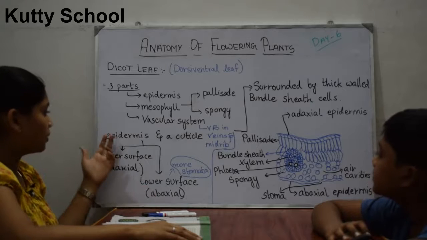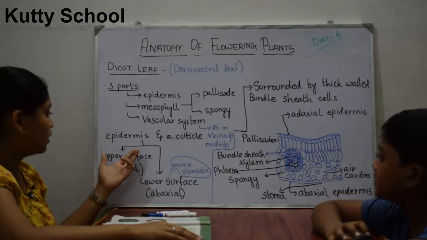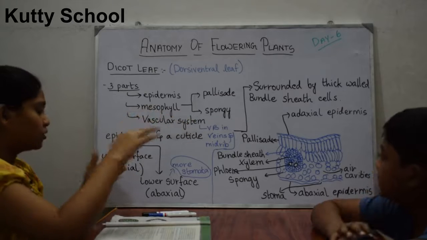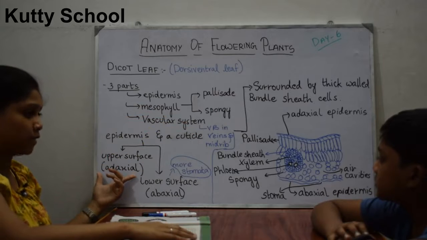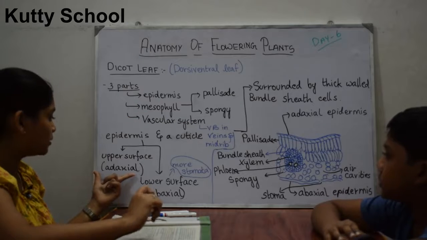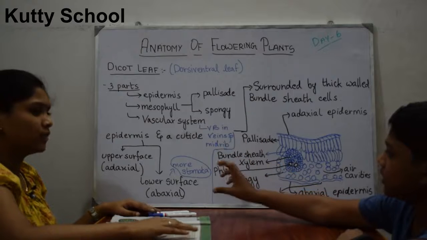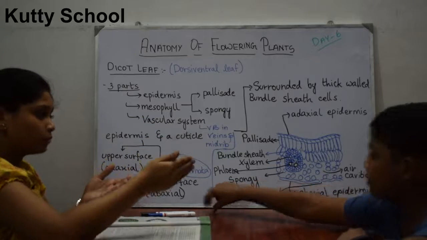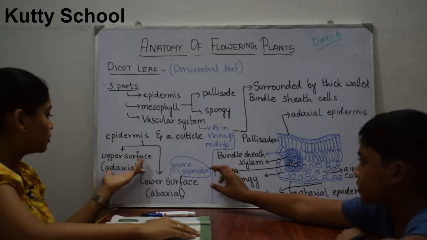So now we are going to see about the epidermis. The epidermis is present on the upper surface of the leaf and the lower surface of the leaf. The epidermis on the upper surface of the leaf is known as the adaxial epidermis. Adaxial means the upper part, and abaxial means the lower part. Those are the words you should use.